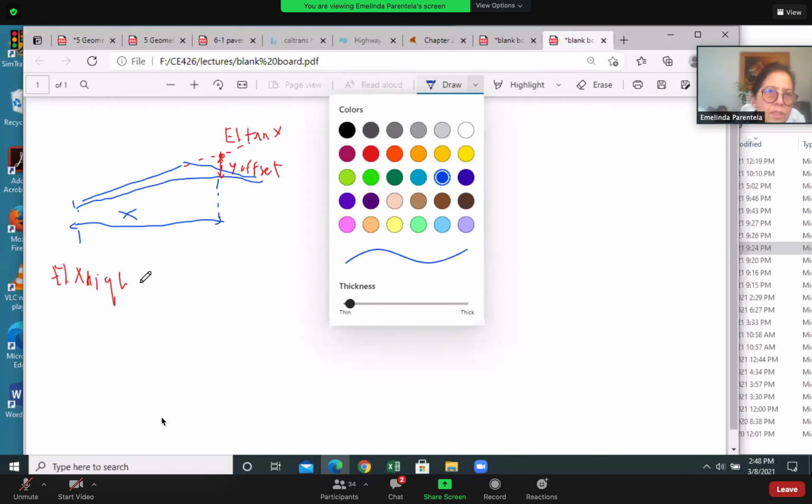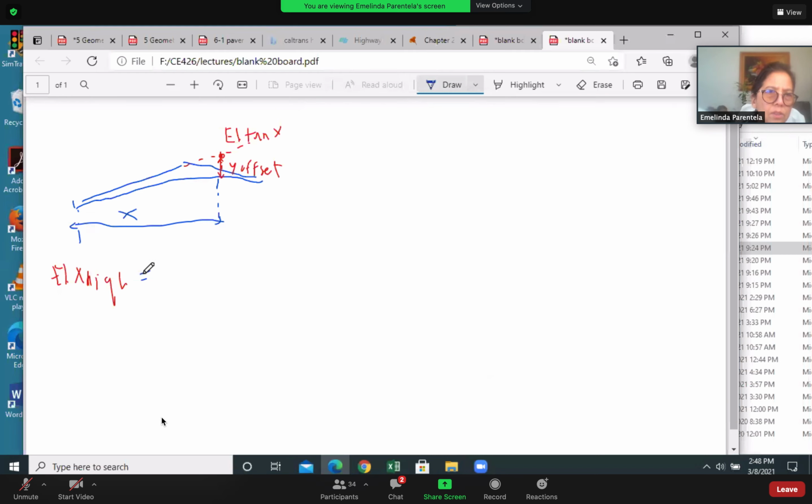So here we have X high is equal to the elevation of the BVC again.